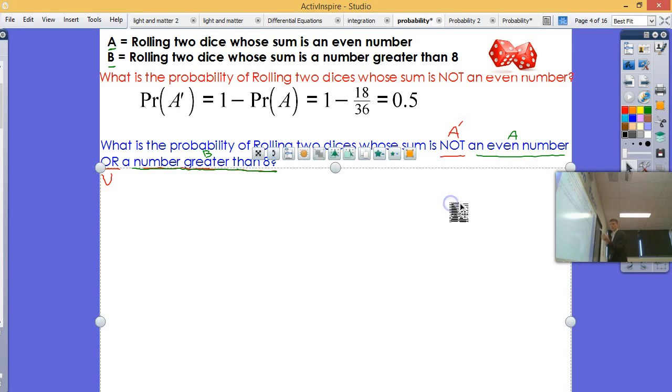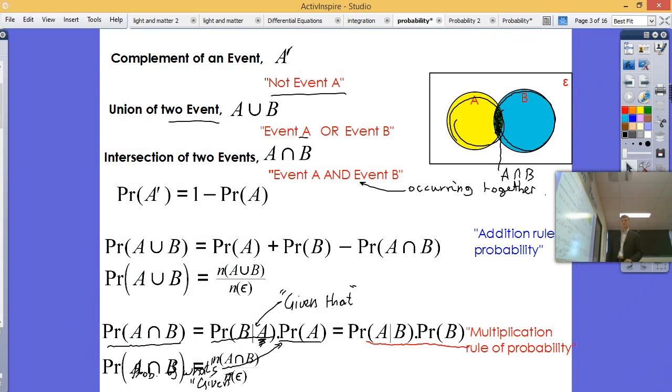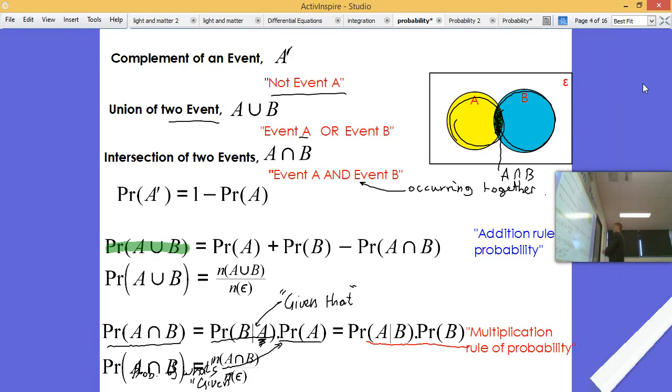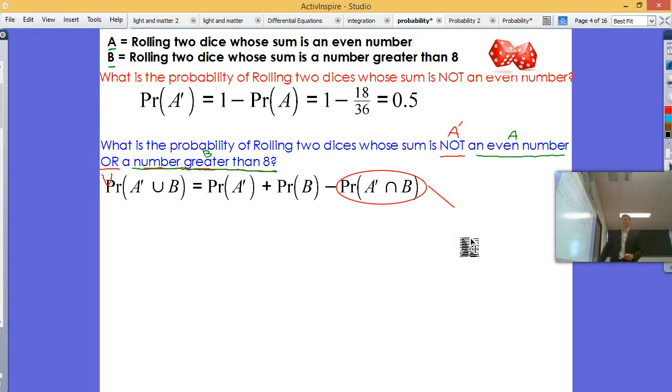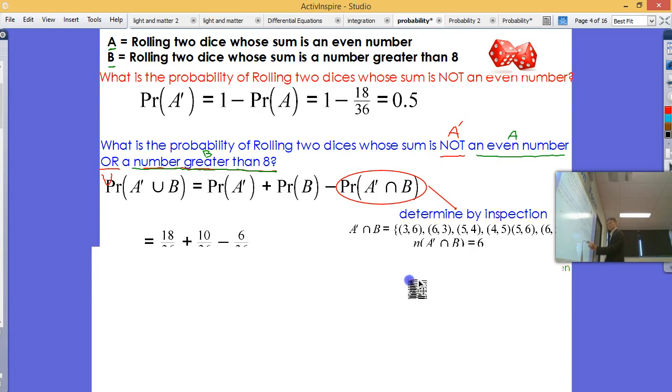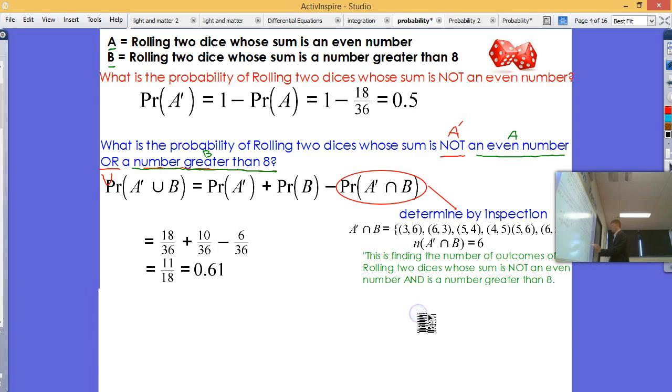So I'm going to use what kind of rule to work out the union of those two events? That's this one here, that's my addition rule. Let's employ that one. So I've got probability of not A union B is the probability of not A plus the probability of B minus probability of not A intersect B. Now, we don't know anything about this as yet. So let's have a little look what we get.